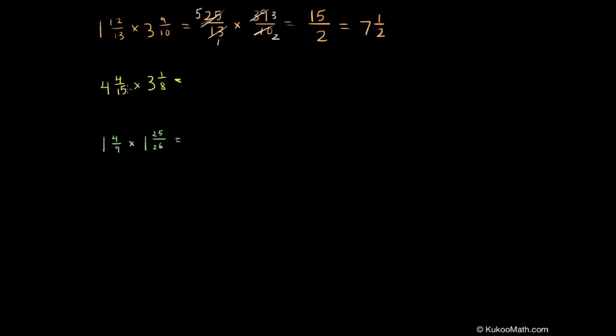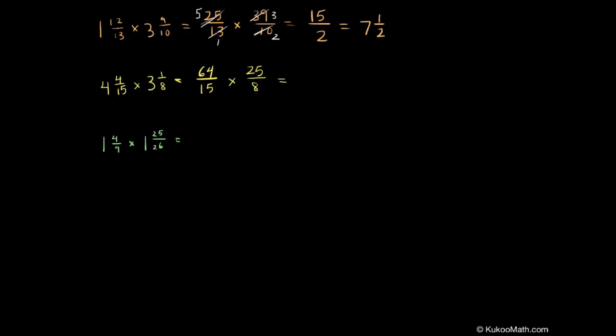Okay, so now let's do the next problem. 4 and 4/15 times 3 and 1/8. Let's convert both of these to improper form. So the first one will have a base of 15 and the numerator will be 64. This one will have a base of 8 and the numerator will be 25.